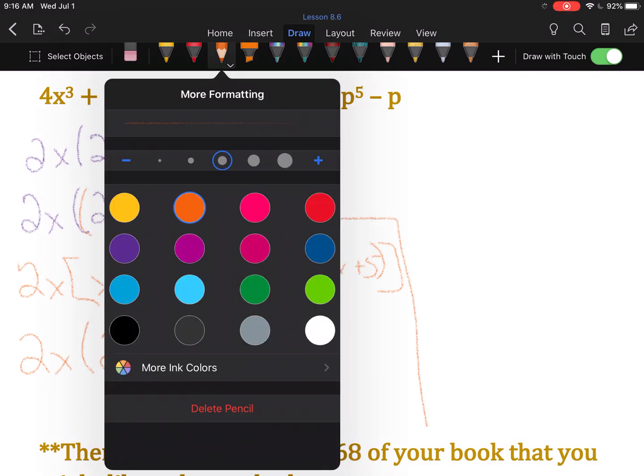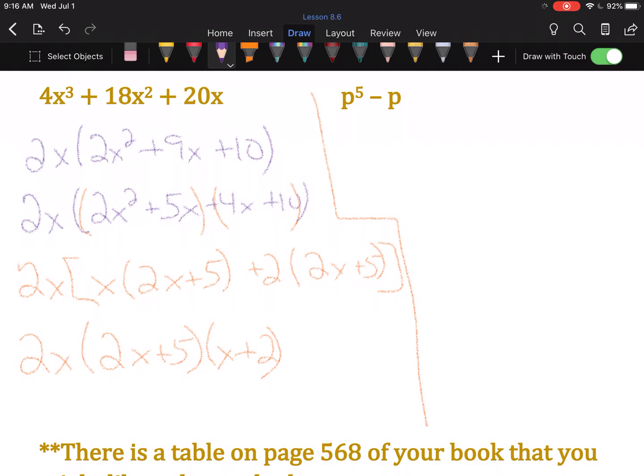Last example, there's a common p in both of these. So if I take that out, I'm going to have p to the 4th minus 1, which is the difference of perfect squares. p to the 4th is a perfect square, and 1 is a perfect square. The square root of p to the 4th is p squared. The square root of 1 is 1. So we get p times the quantity p squared plus 1 times the quantity p squared minus 1.